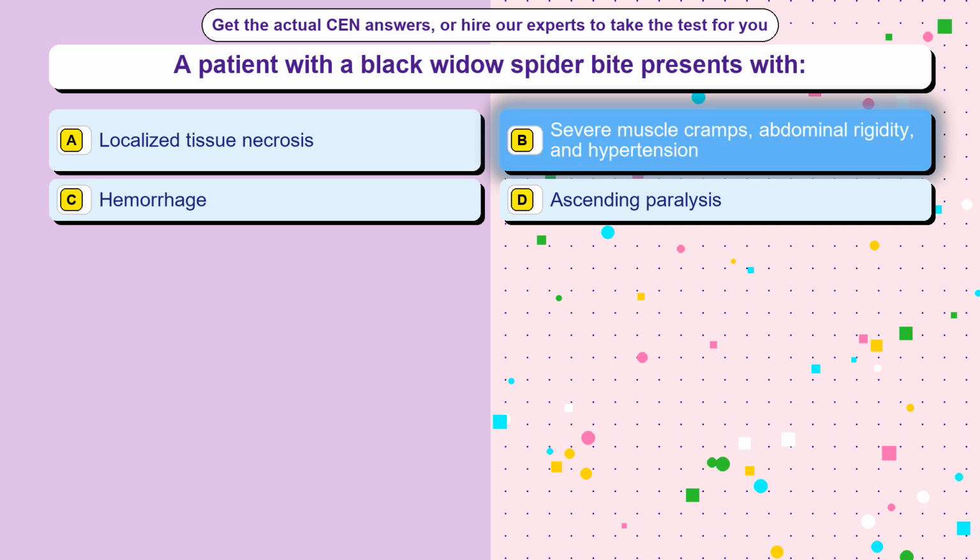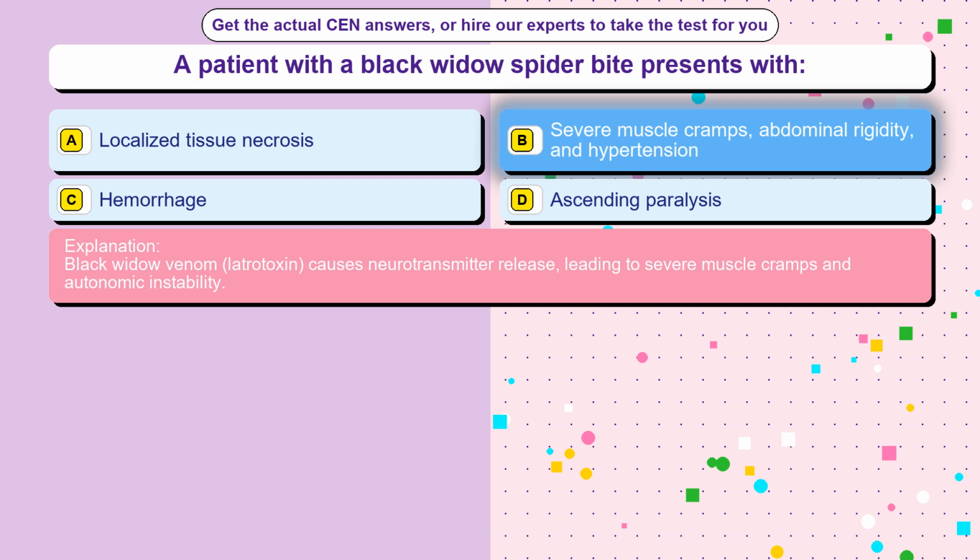The correct answer is option B. Severe muscle cramps, abdominal rigidity, and hypertension. Black widow venom, latrotoxin, causes neurotransmitter release, leading to severe muscle cramps and autonomic instability.